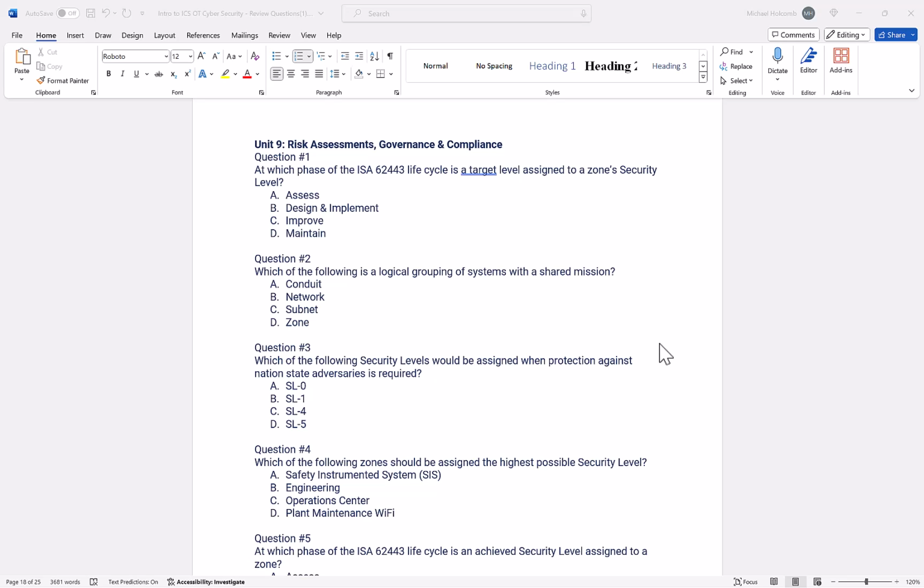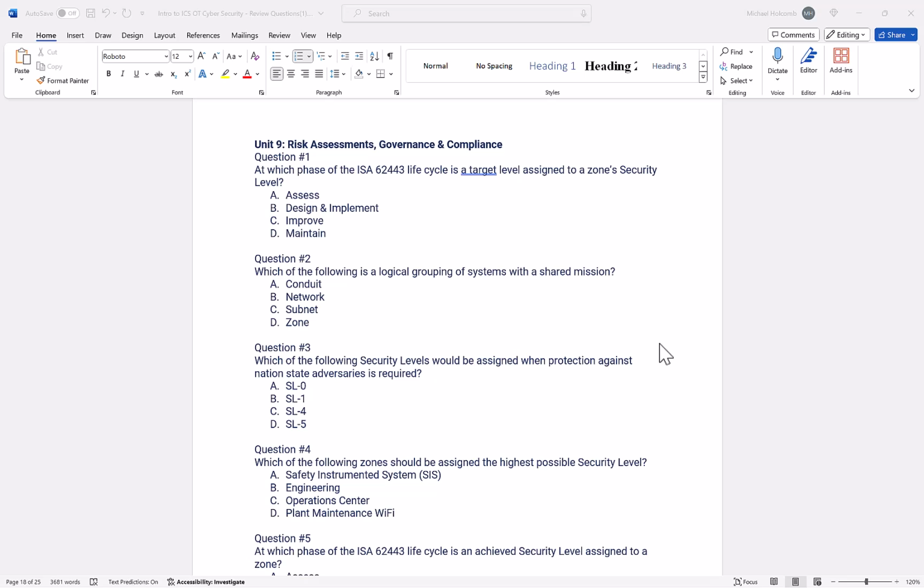Question number 2, which of the following is a logical grouping of systems with a shared mission? That's where we were talking about earlier. That's where we group assets together into zones. And it's usually the assets that talk the most together, we'll put them in a zone. That's kind of a general rule you can use as well.